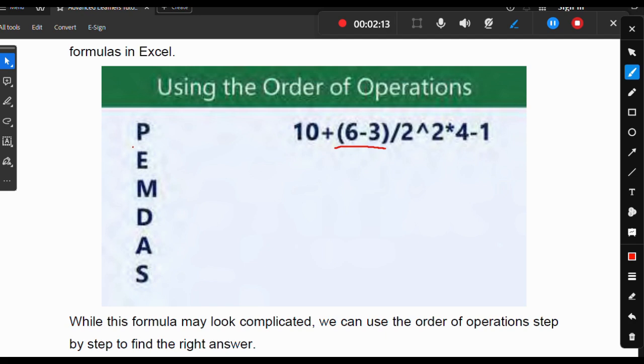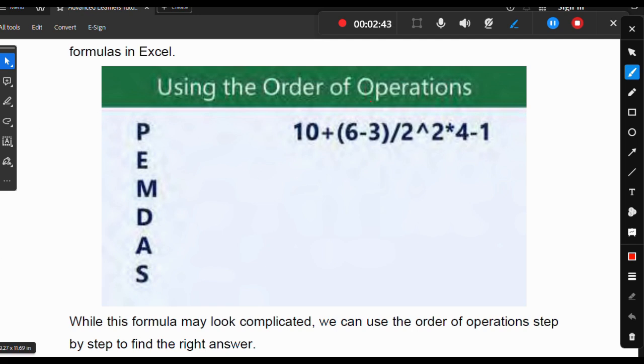Then the next thing it will do, since P is bracket and everything in bracket it will do, that means it will do 6 minus 3, and the answer will be 3. So the next thing it will now do is the E part. What is E? E is exponential.